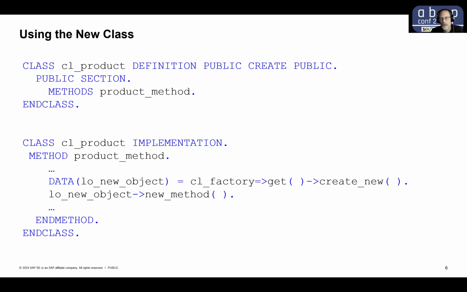Of course, it could also be that the product class has this statement already in the constructor, filling a new object attribute, so that it is later on available to all methods, not just the product method, but also to further methods of this product class. So these are just little deviations which don't make any difference.